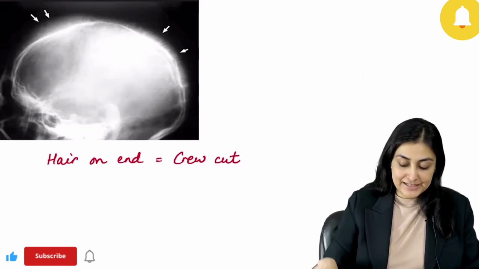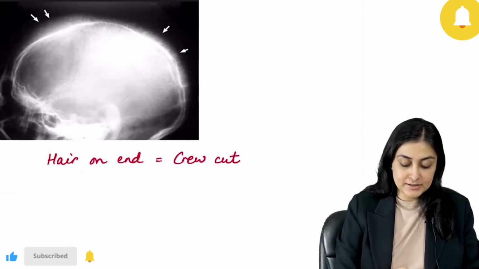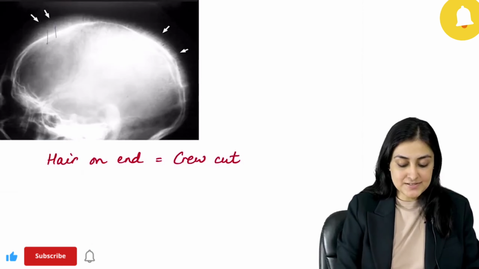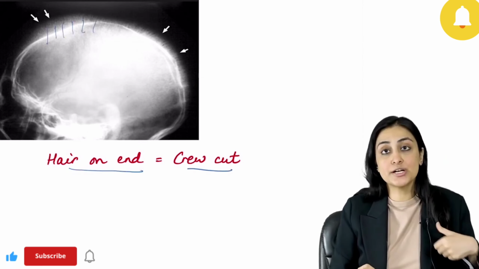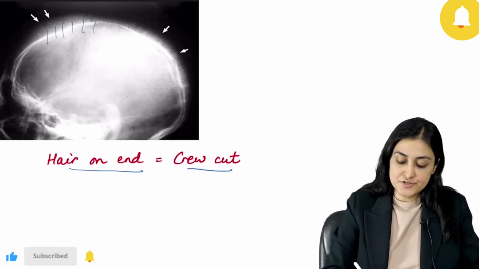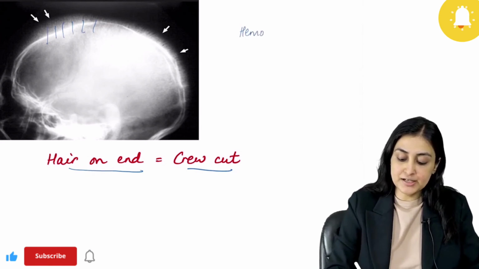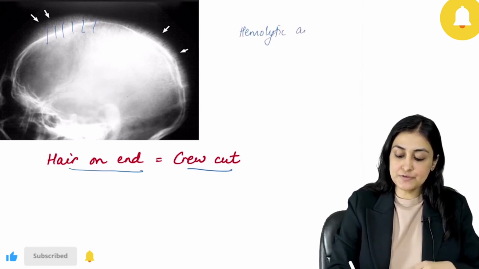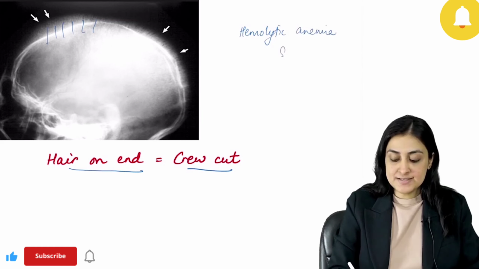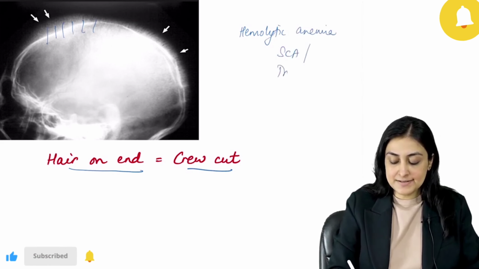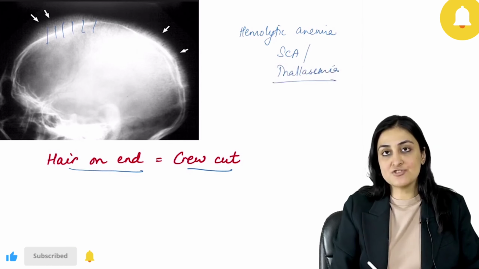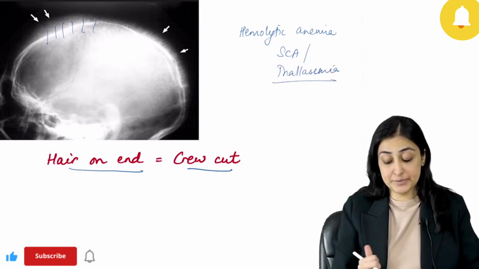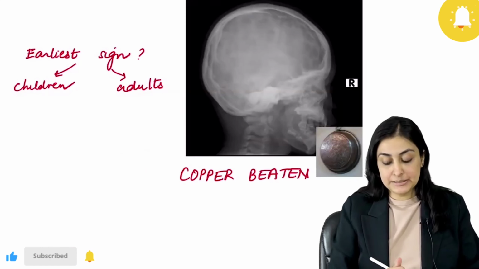Going ahead, what do we find here? So here you can see these diffusely raised trabecular markings giving rise to hair-on-end or crew cut appearance. This is an appearance which is associated with any hemolytic anemia, right? So this is seen with cases of hemolytic anemia such as sickle cell anemia or thalassemia. So this has been asked multiple times, particularly in the FMG entrances, alright? So this diffuse hair-on-end appearance is hemolytic anemia.